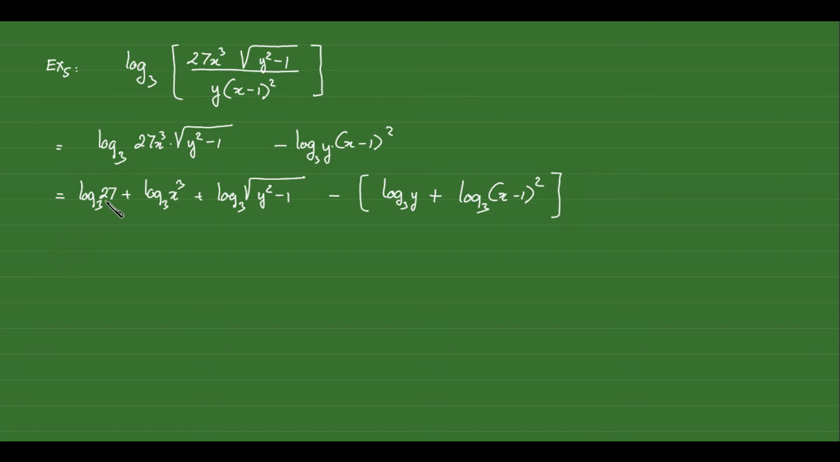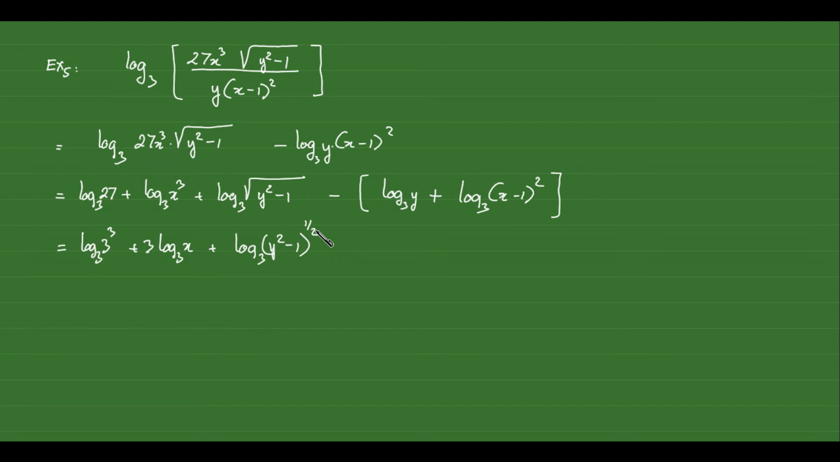Alright, so 27 over here. If you notice, 27 is 3 to the third power. So I can break it down more: log base 3 of 3 to the third power. Now I can use the third property and bring down the 3 to the front. And I'm going to use the radical formula I just showed you in example number 4. I can rewrite it as a rational exponent: (y squared minus 1) raised to the 1/2.